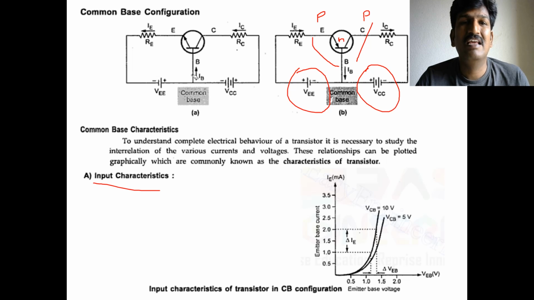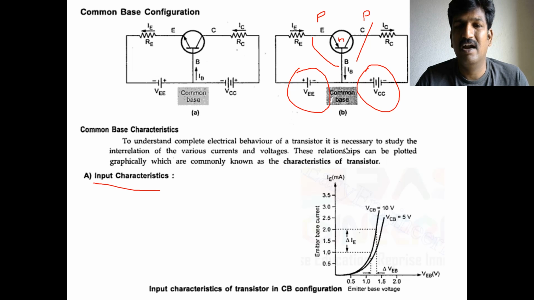While keeping the collector to base voltage constant, that is called the input characteristics. You monitor while keeping the collector to base voltage constant and varying the emitter to base voltage, observing the emitter current and plotting the graph. IE versus VEB while keeping VCB constant, that is called the input characteristics.